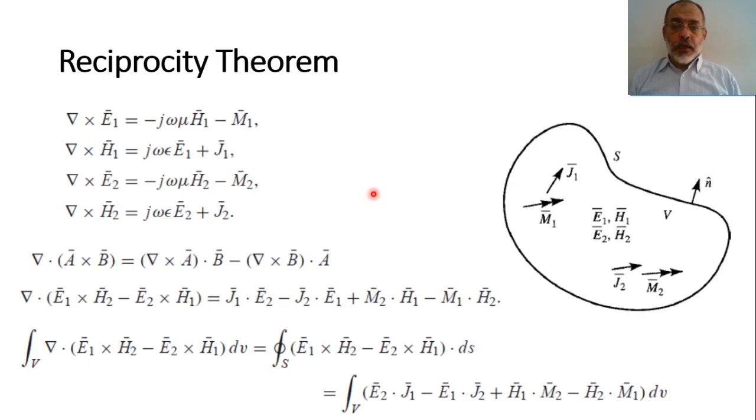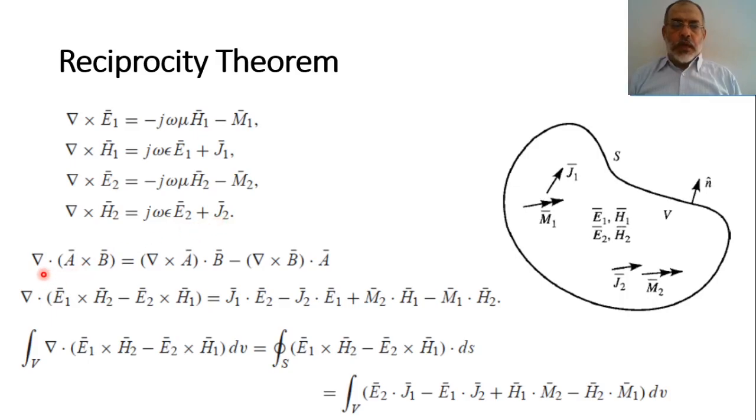Mathematically, we can start with Maxwell's equations for source 1 and source 2. So the field due to source 1 can be represented as the curl of E1 equals minus j omega mu H1 minus M1, and the curl of the magnetic field H1 equals j omega epsilon E1 plus J1. On the other hand, the curl of the induced electric field E2 due to the second set would be minus j omega mu H2 minus M2, and the curl of magnetic field H2 would be j omega epsilon E2 plus J2.